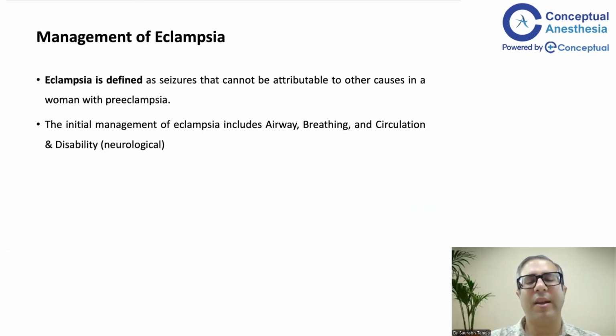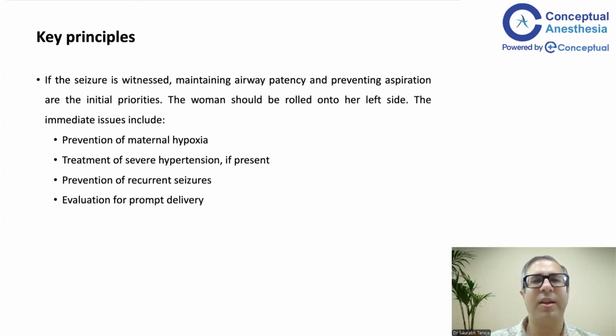Now, when we talk about eclampsia, that means this patient with preeclampsia also has seizures, which cannot be attributed to any other cause except preeclampsia. When you have a patient who is seizing, initial management always talks about airway, breathing, and circulation, and then we move to disability. So we have to maintain the airway patency and prevent aspiration. The woman should be rolled onto her left side because the patient may be drowsy and chances of aspiration are there. The left side also prevents aortocaval compression in a pregnant patient.